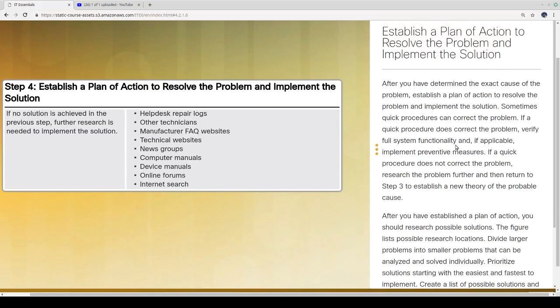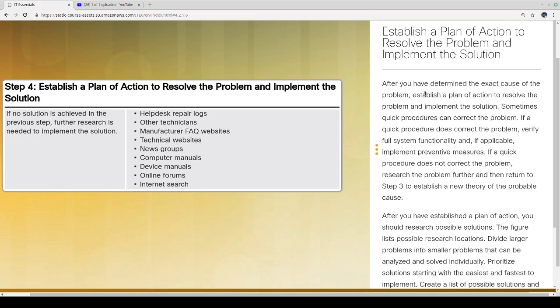Establish a plan of action to resolve the problem and implement the solution. So this would be we figured out what the problem is, and we're going to establish a plan of action to resolve it and implement the solution. Because the previous slide we tested the theories. So you assume if we tested them, eventually we're going to come across the one that's the problem. All right. So, establish a plan of action to resolve the problem and implement the solution.